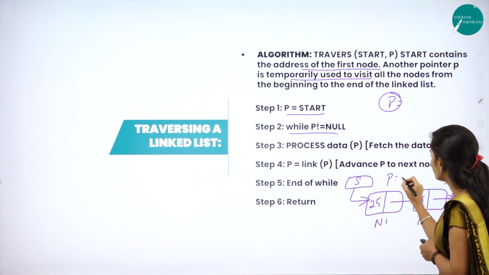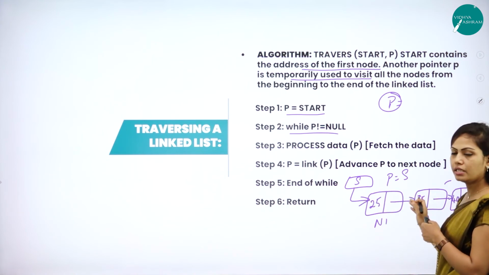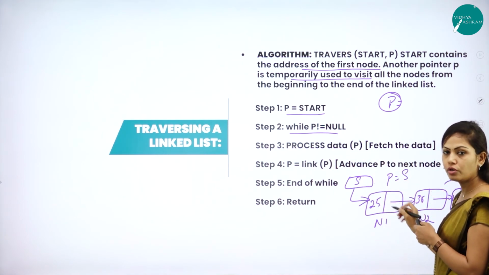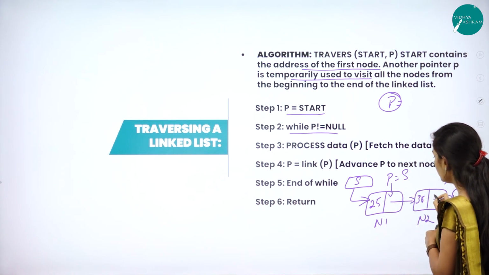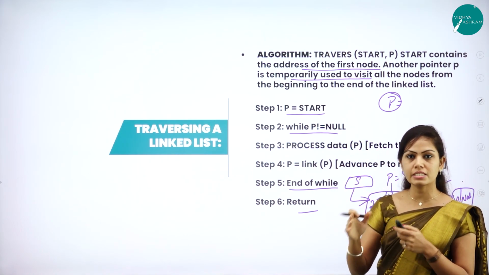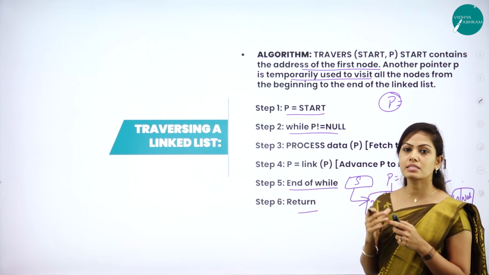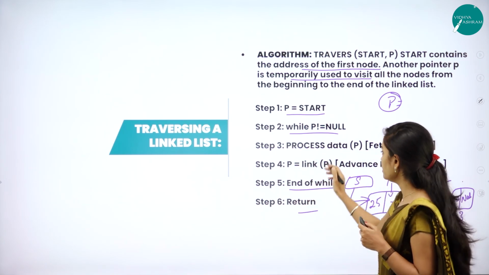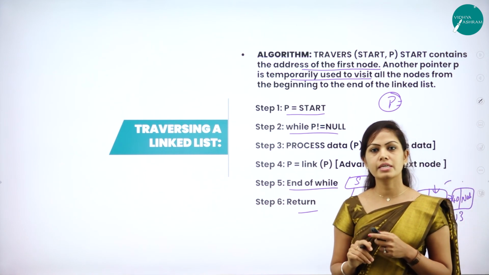Here P is equal to start. We have to check the condition P is not equal to null, whether there is an element for accessing. Here I am using a while loop, and process data of P means P visits each and every node exactly once. So P is equal to link of P. First it will visit the first node, and again it will visit the second node and the last node. So traversing means the process of accessing each element of the linked list exactly once. First you check P is equal to start, and from the beginning you access the elements exactly once while P is not equal to null, processing data of P. So P visits every node exactly once. So this is your algorithm for traversing a linked list.